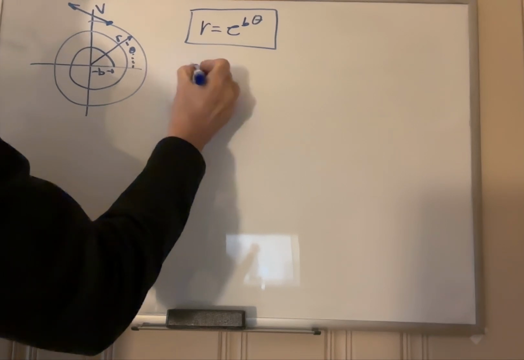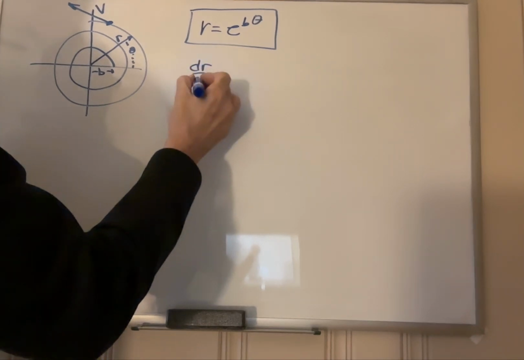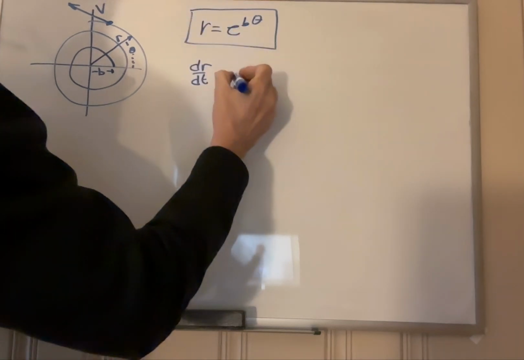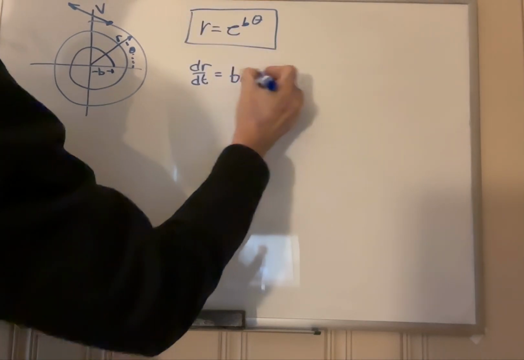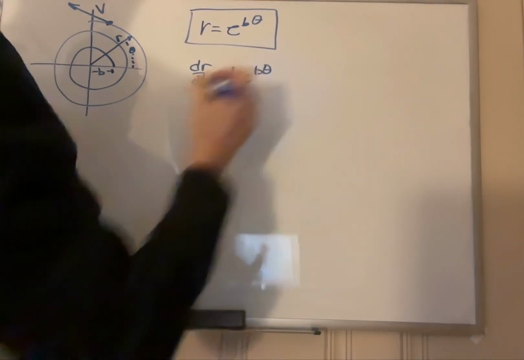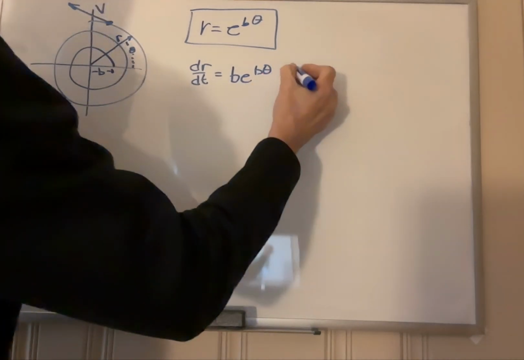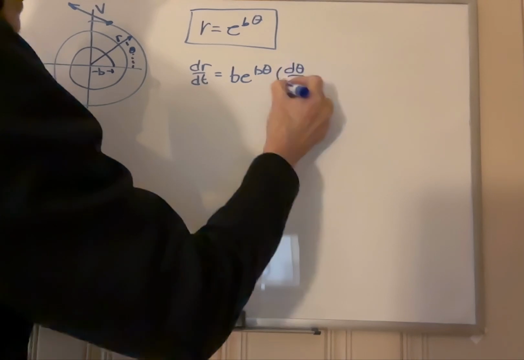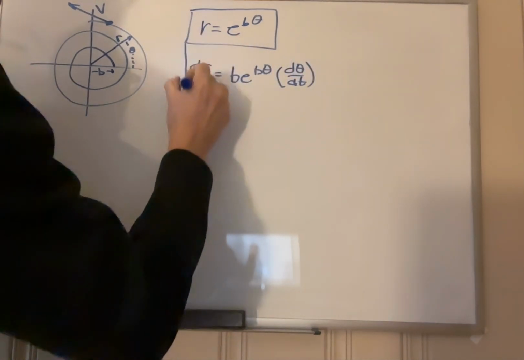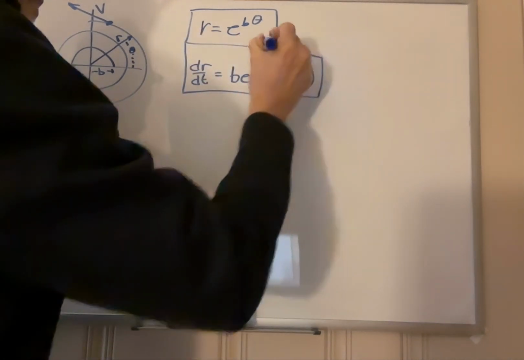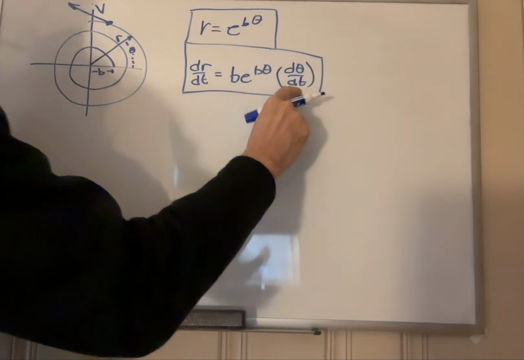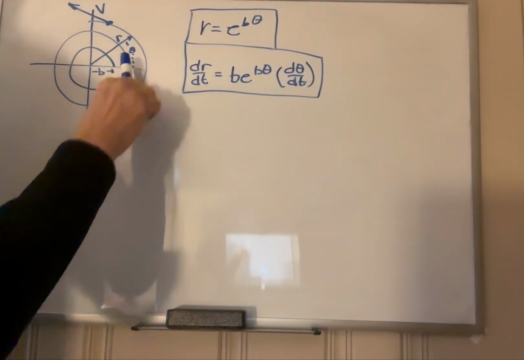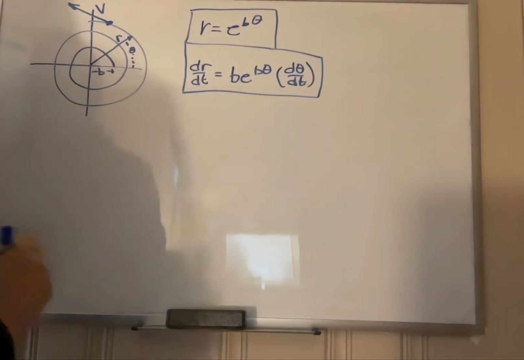So let's find out what the velocity is of r. Well, that's just going to be dr/dt, right? dr/dt. And we just take the derivative of this thing, which is just b e^(bθ). But don't forget, we've got to use the chain rule, so this is dθ/dt. All right, so this is the velocity of r, and this is the velocity of theta. So we found the velocity of theta, and we found the velocity of r.